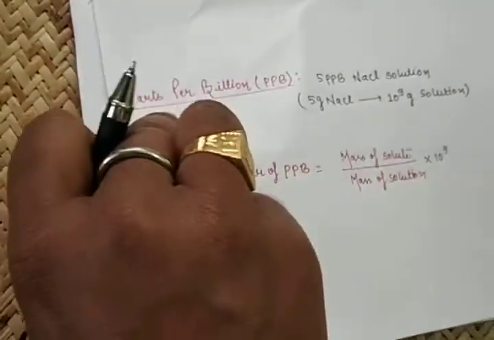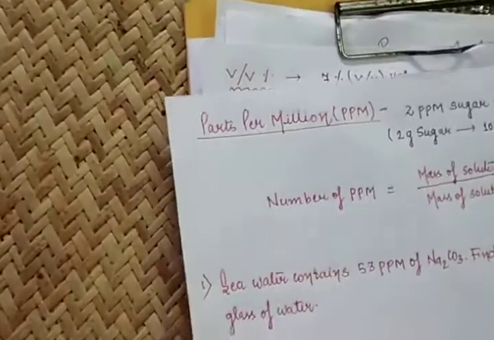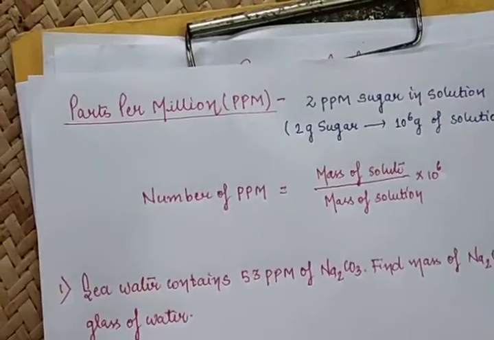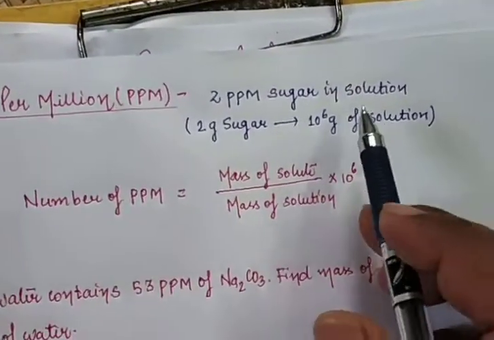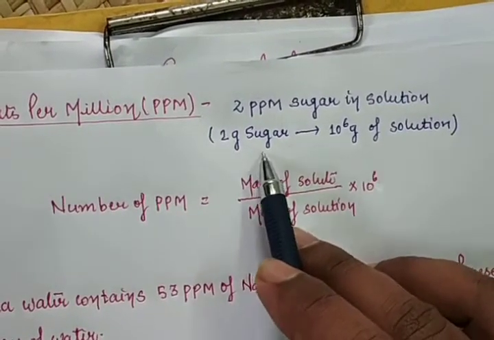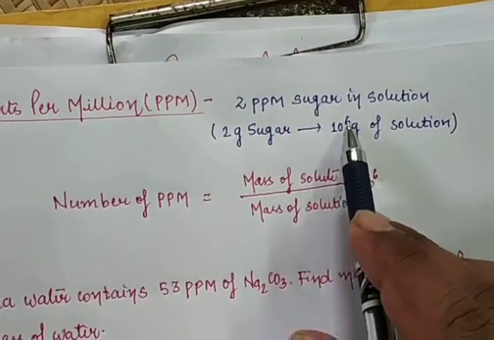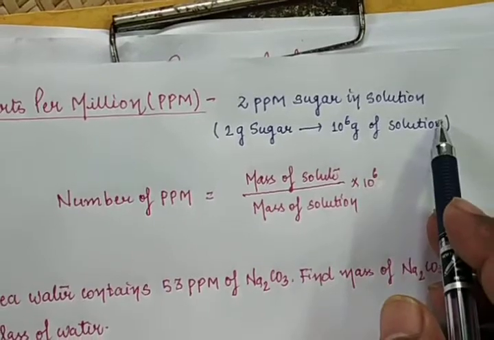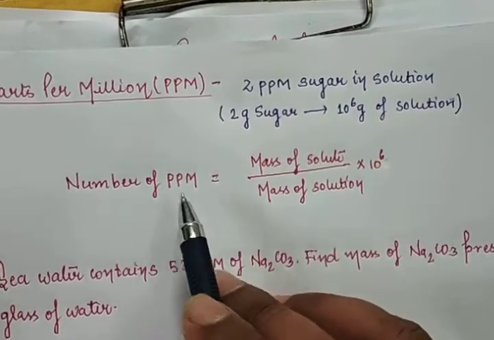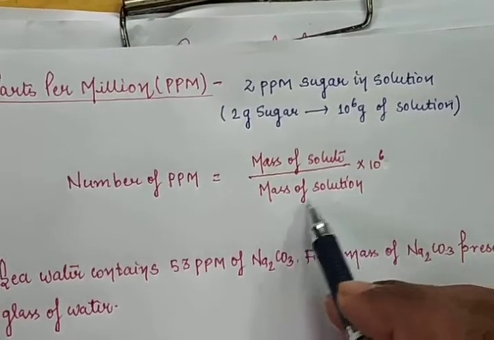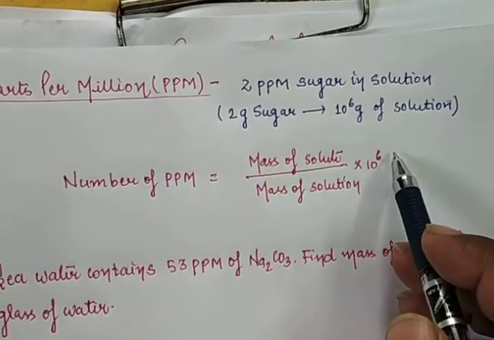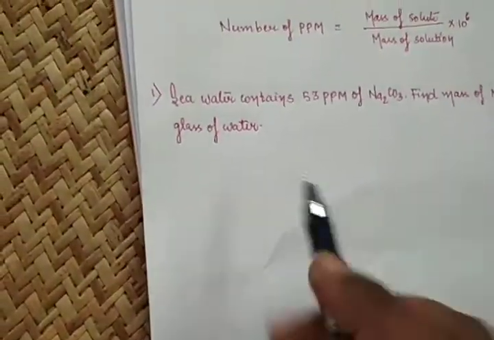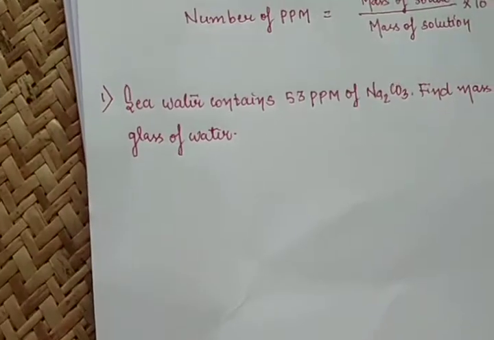Now the next topic is parts per million. The short name is ppm. 2 ppm sugar in solution means 2 gram of sugar present in 10 to the power 6 gram of solution, since million means 10 to the power 6. The formula, number of ppm is equal to mass of solute upon mass of solution into 10 to the power 6. Now this question is very important.